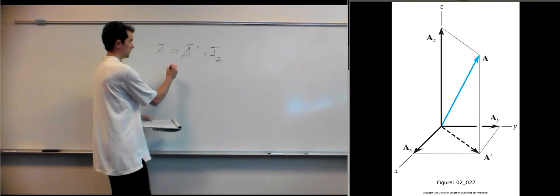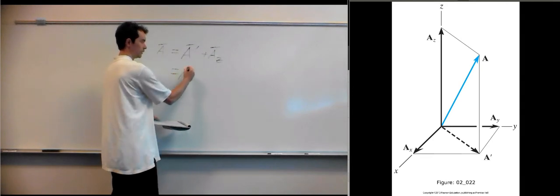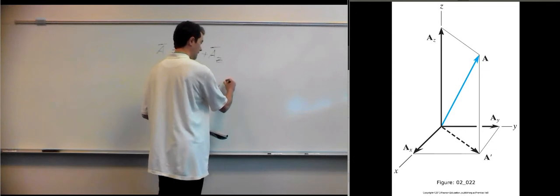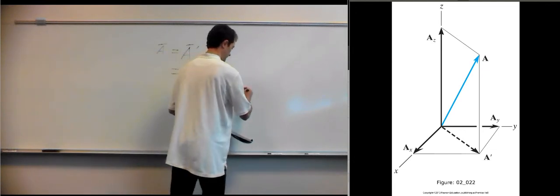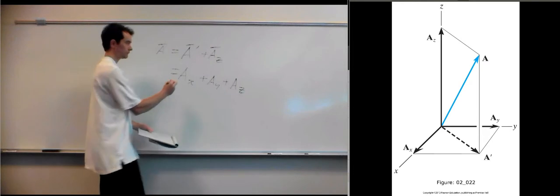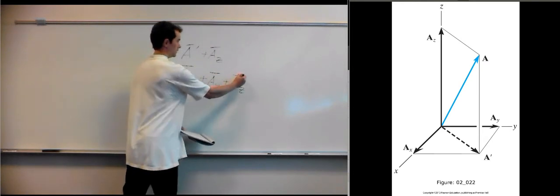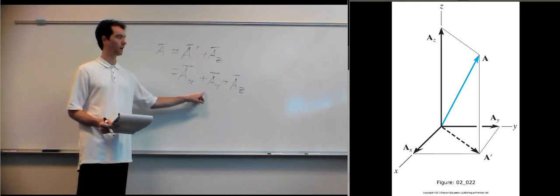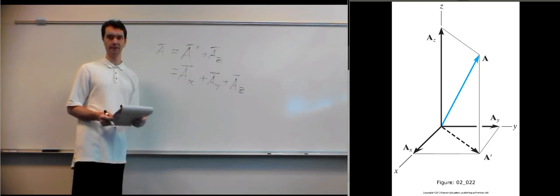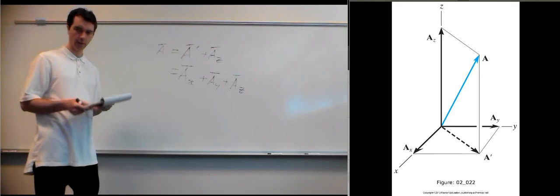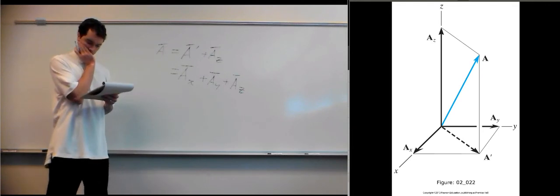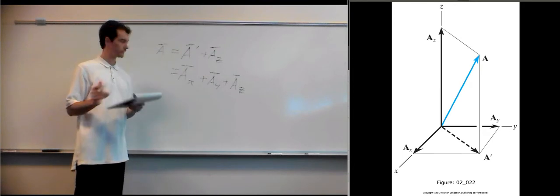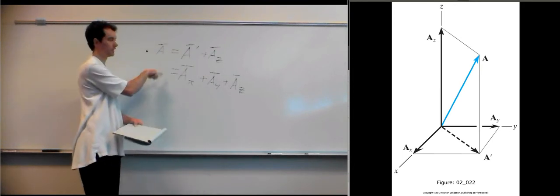And we can also decompose it further into AX, AY, and AZ. And all of these are vectors. So we have AX, which is a component in the x direction, AY is a component in the y direction, and AZ that we saw before. So this is the rectangular decomposition.